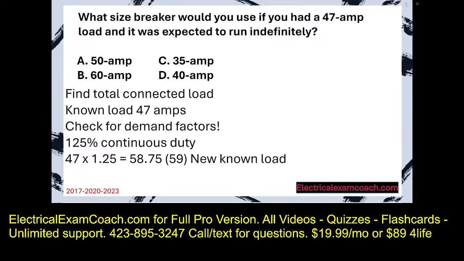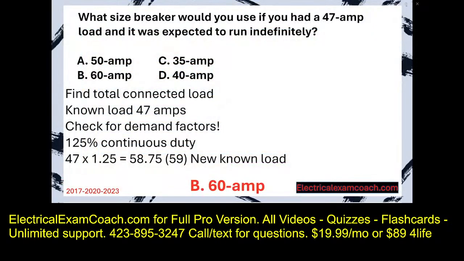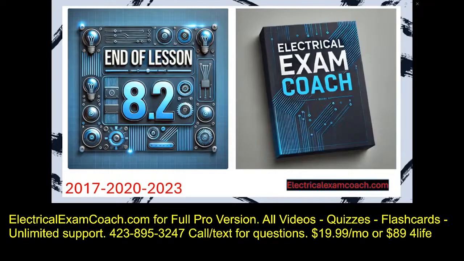In this case, we would round up, so 59 is our new known load. Now let's head to table 240.6(A). And in this case, we're going to select the next size up, which happens to be a 60. Great job. That's the end of lesson 8.2.